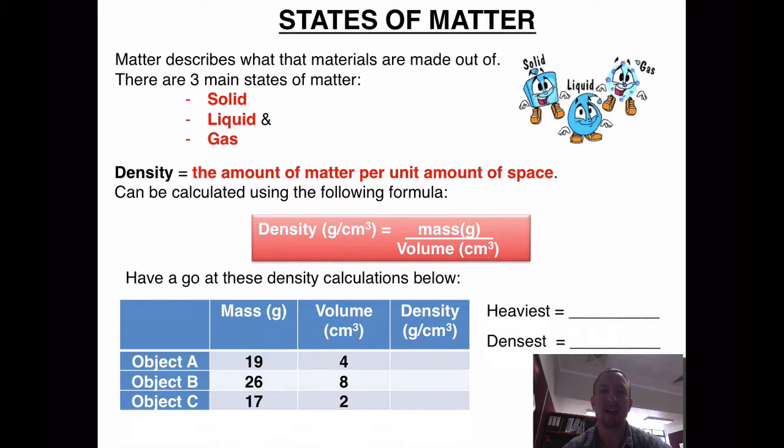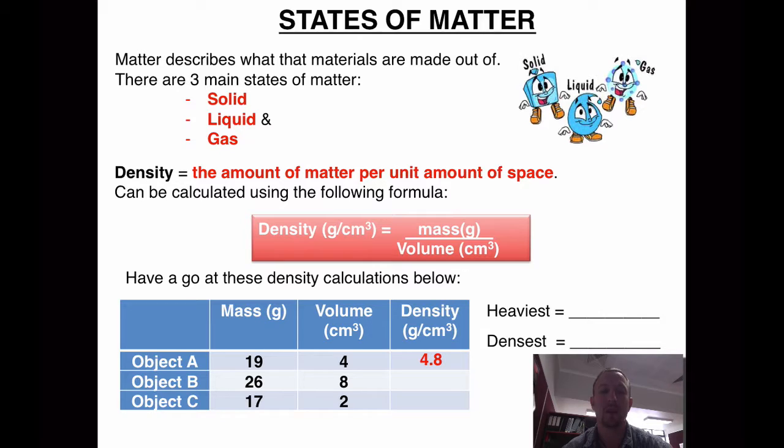Hi, welcome back. So how did you go? Well, let's have a look and check your answers. Well, to start off with, let's look at object A. We're going to work out the density of object A, which has got a mass of 19 grams and a volume of 4 centimetre cubed. So what we do is we divide 19 by 4, and the answer should have come to 4.8. Did you get it right?